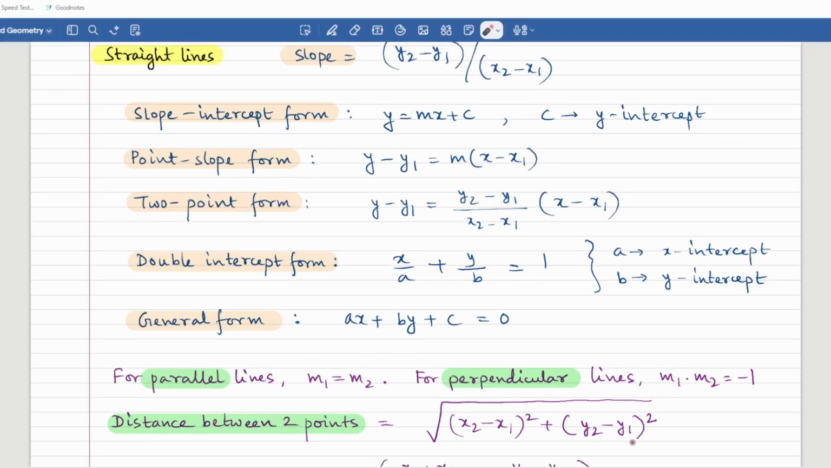The distance between 2 points according to the distance formula is given as the square root of (x2 minus x1) whole square plus (y2 minus y1) whole square. The order of these operations does not matter. You could write (x1 minus x2) whole square as well because these are under a square operation, so the negative will be taken care of. This formula is derived by the Pythagoras theorem.